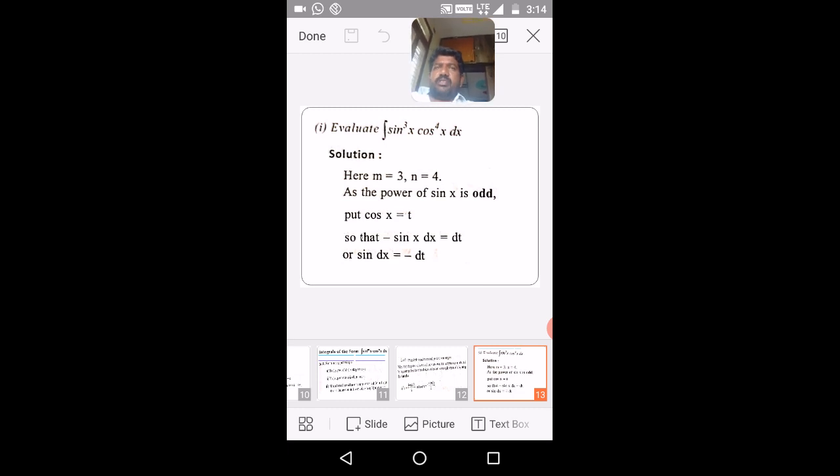It is a most important topic, and one question is compulsorily asked in exams on the integration of sin power m x into cos power n x dx. For that, you have to remember these 3 points only. You will observe only 3 cases: both sin x and cos x may have odd powers, both may have even powers, or one function may have an odd power and the other an even power. In these 3 cases, you should remember which method to follow.